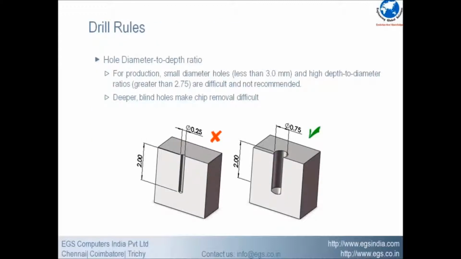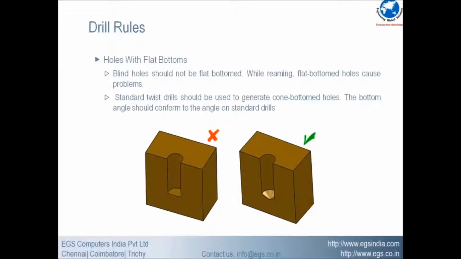Drill rules. Hole diameter to depth ratio. For production, small diameter holes which are less than 3 mm and high depth to diameter ratios which are greater than 2.75 are difficult and not recommended. Deeper blind holes make chip removal difficult. Holes with flat bottom. Blind holes should not be flat bottomed. While reaming, the flat bottom holes cause problems.